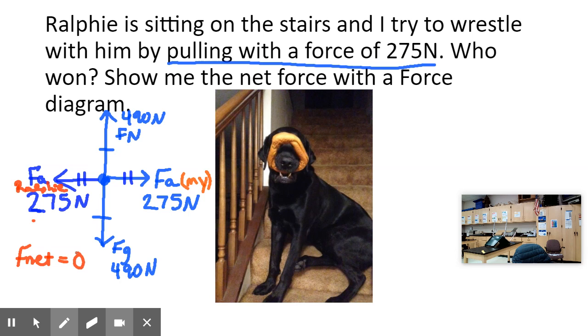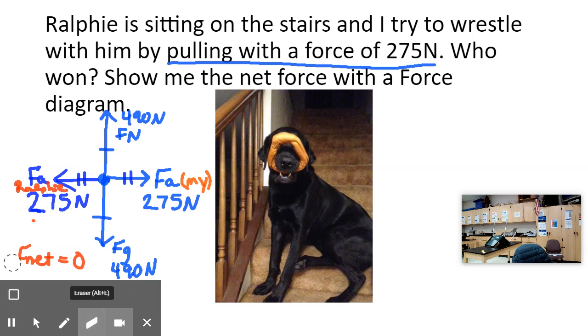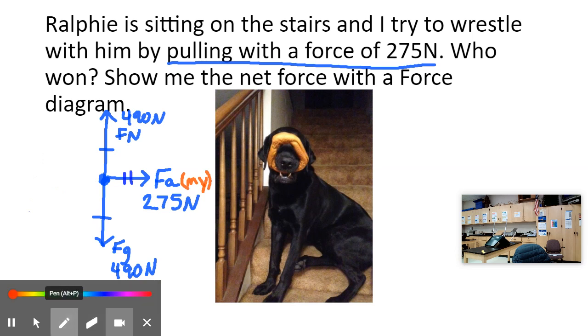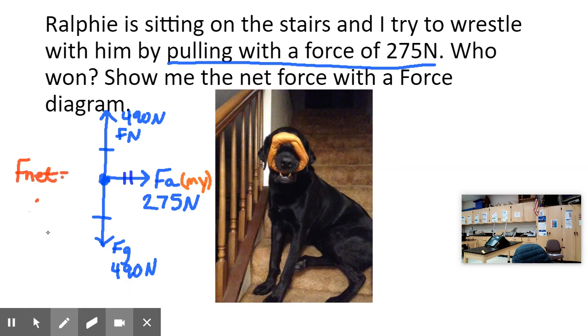But if we went back to just this one, what is my net force on this one? 275 newtons to the right. Does that make sense? Okay. So we're kind of getting there, right? Getting the general idea of what's going on.